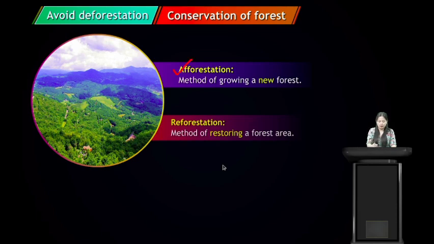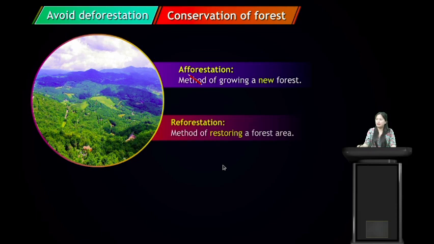So remember the difference between these two. Afforestation means the method of growing a new forest. Reforestation means the method of restoring a forest. In afforestation, the forest did not exist before, but we are growing a new forest. In reforestation, there used to be a forest. Now because of deforestation, there is no more forest in that area. When we plant trees again in that area, the barren land can be converted to forest. That process is known as reforestation. So we can avoid deforestation either by afforestation or by reforestation.